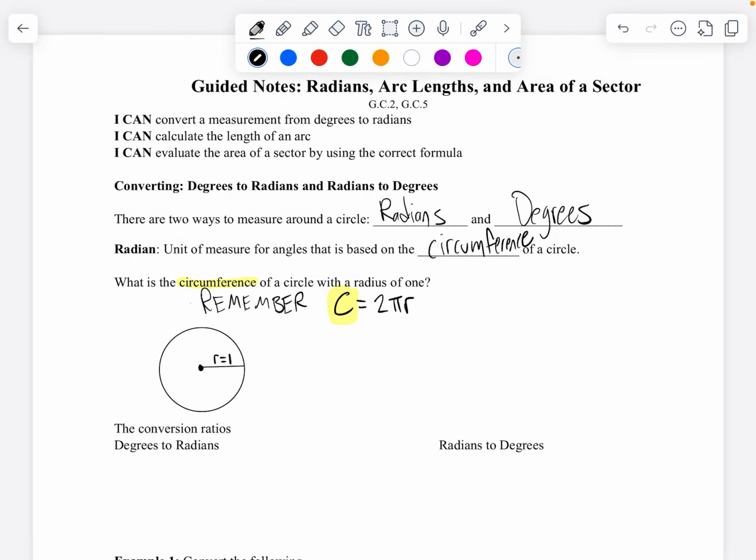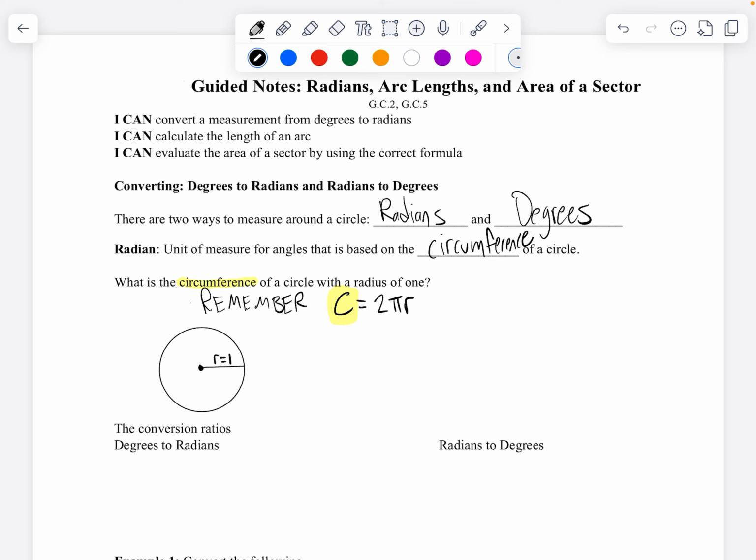Hello and welcome. So we're going to be talking about radians, arc lengths, and area of a sector today. When we're talking about radians, a couple of things to mention. Radians versus degrees, they're essentially both doing the same thing. It's kind of like the difference between feet versus meters. They're both ways to measure distances. They just do it differently, but they're still doing the same thing. Right? I don't know how helpful that is.